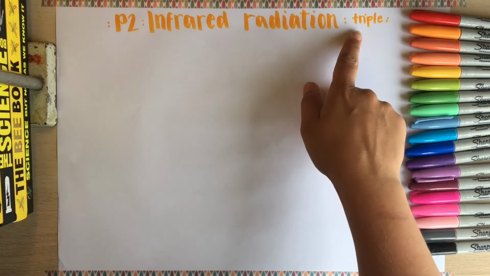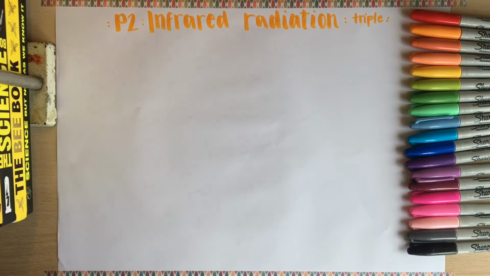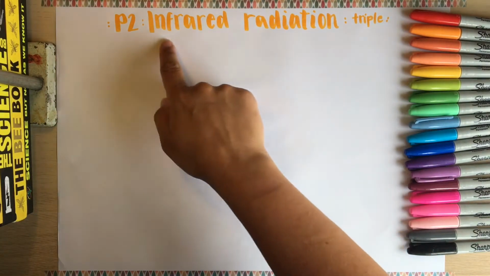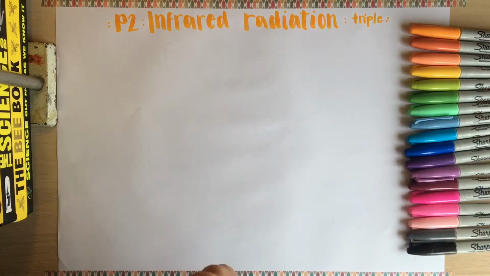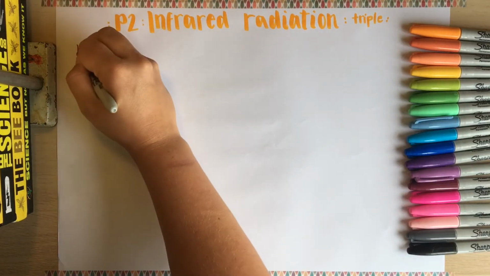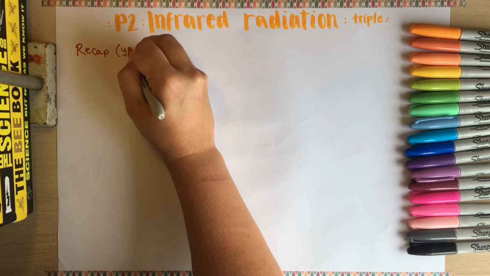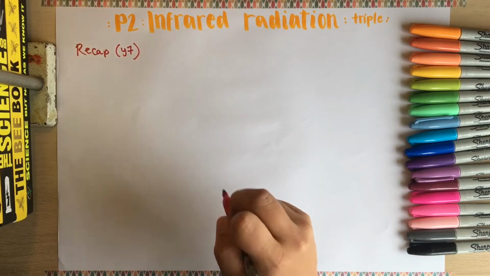This is part of the P2 topic, but it is for triple science students only. So it's all about infrared radiation, which you have come across some of the ideas about before. So let's just do a recap. And this is actually of year 7 because it's related to the light topic that you did in year 7.